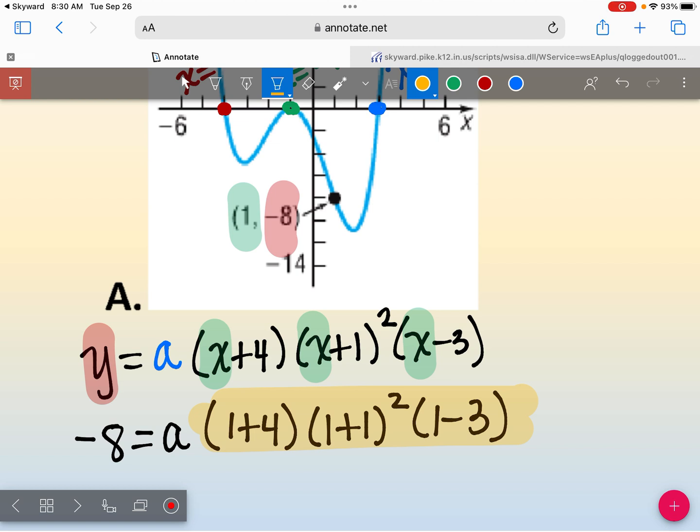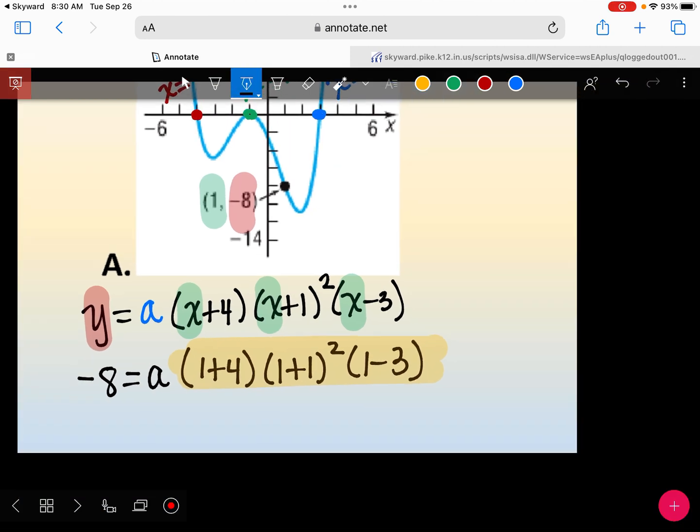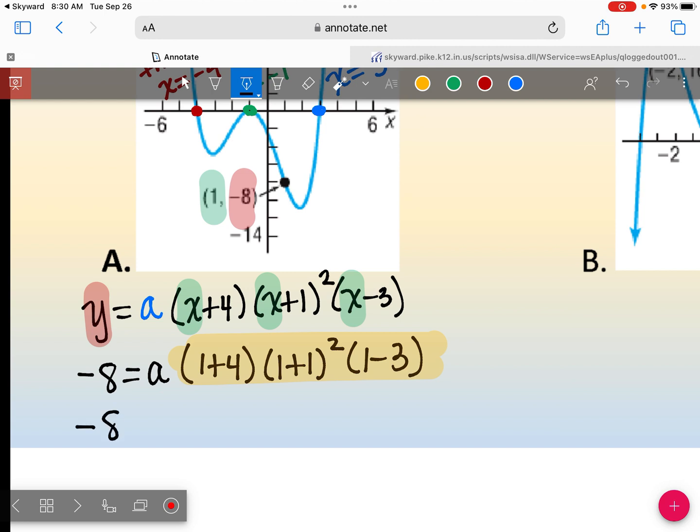It's not going through, it's like touching it and bouncing off of the x-axis. So what is that? I think if I remember right, it's 40. Is it -40? Who got -40? Okay. So we have -8 equals A times -40.